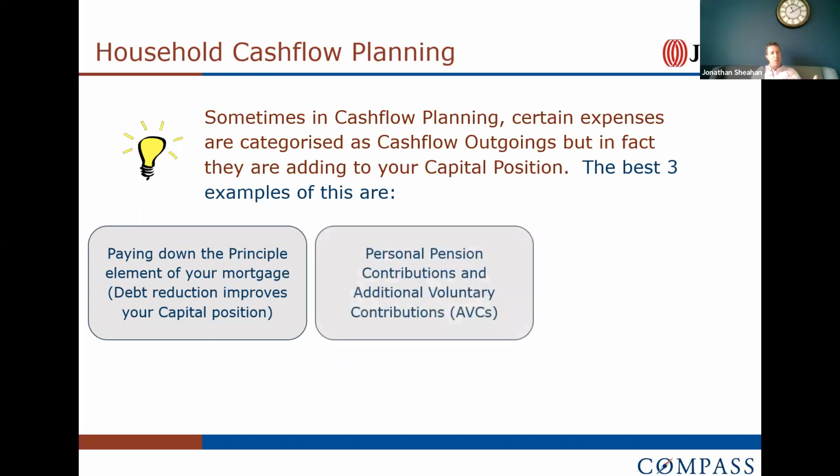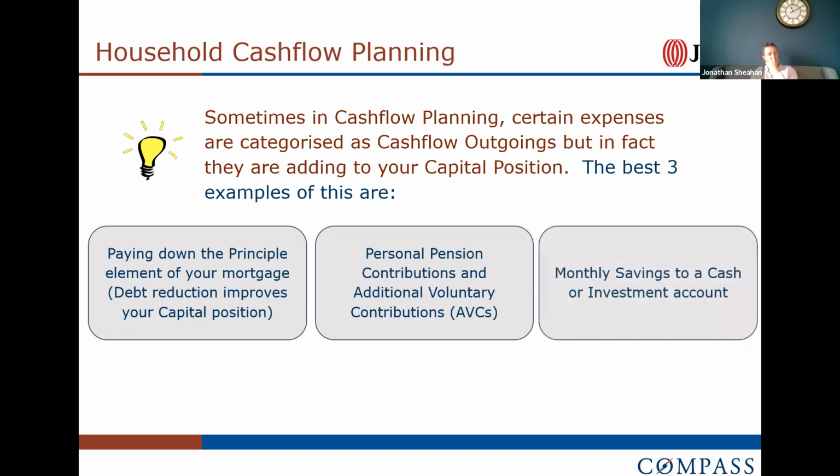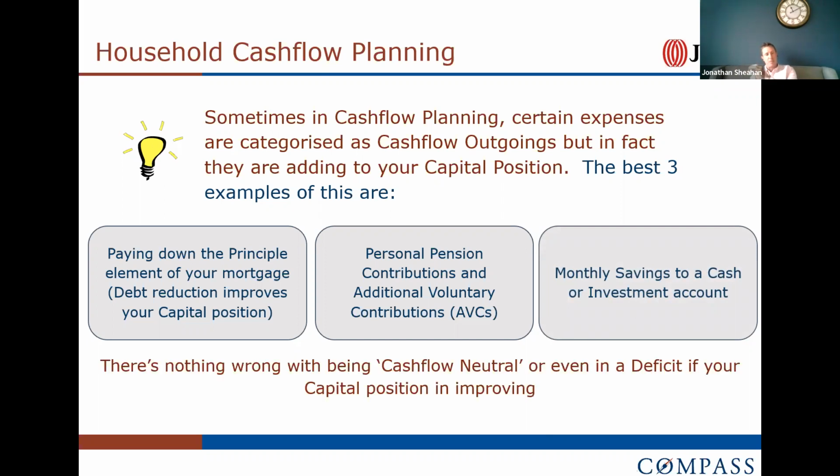You could say the same for personal pension or AVC contributions to your pensions. If you decided to max your personal contributions to a pension, you might feel the squeeze from a cash flow point of view, but the value of your pension, all else being equal, will be increasing. So that's another way of increasing your capital position. Your wealth is actually increasing even if your cash flow is slightly negative. And lastly, if you were putting money into a savings account or an investment account, that will have a drag from a cash flow point of view, but actually you're appreciating your capital position. So there's nothing wrong with being cash flow neutral as long as some of your outgoings are increasing your capital position.